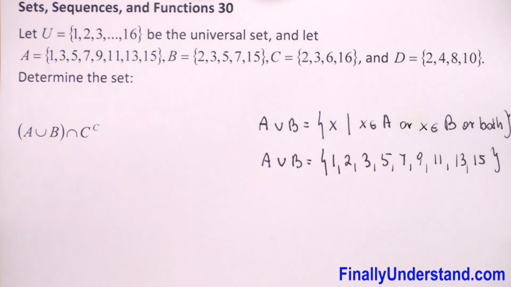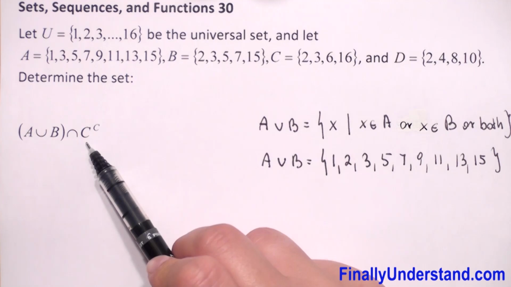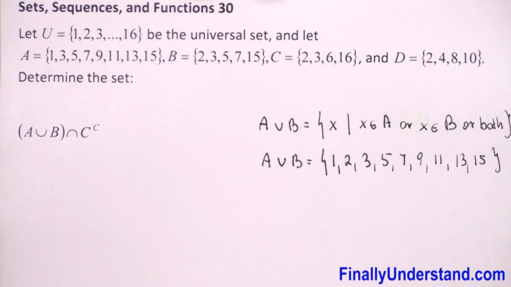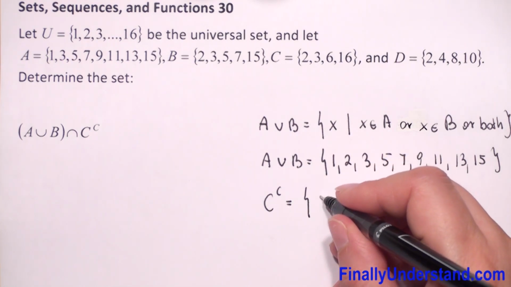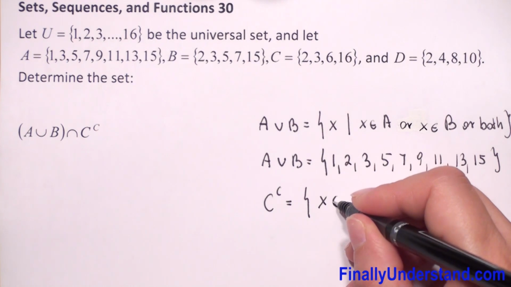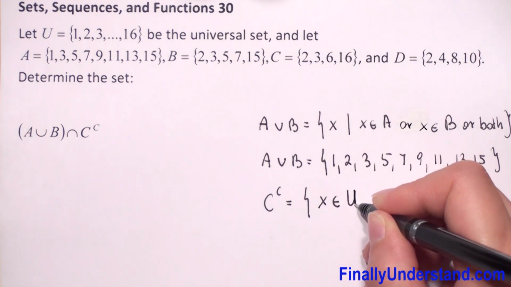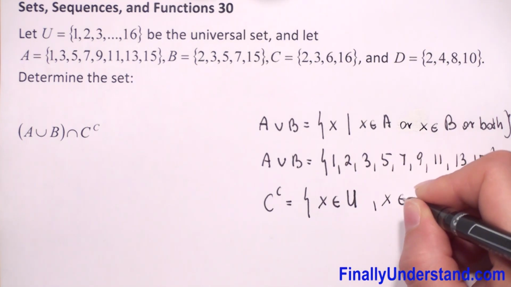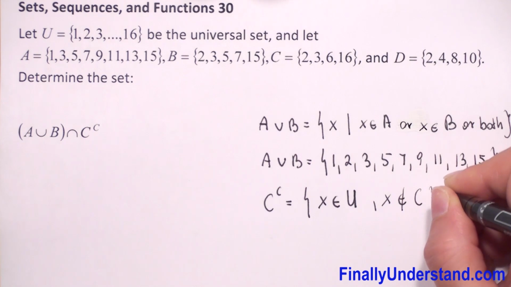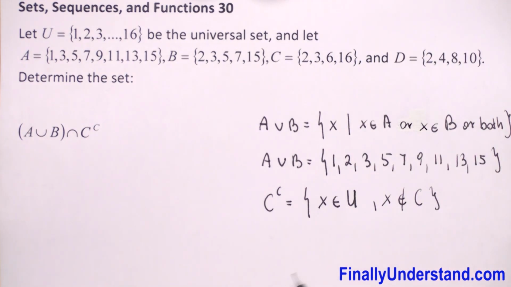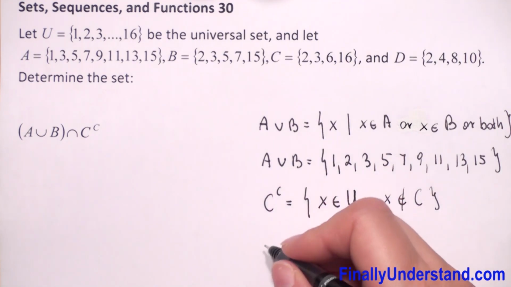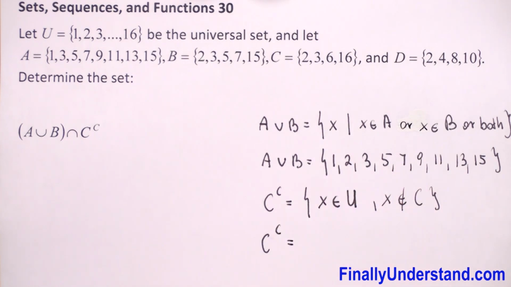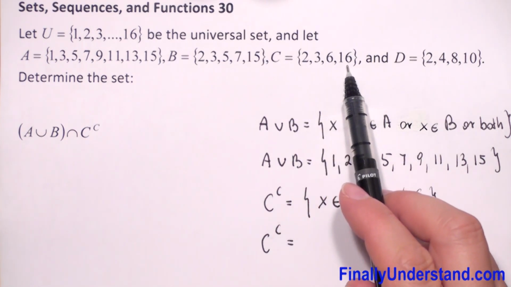Next we have to find complement of C. So let me remind you the definition of complement of C. This is all x which belong to universal set U and x does not belong to set C. So we have to choose all elements which are in universal set and which are not in set C. So we have complement of C as in set C we have 2, 3, 6, 16.